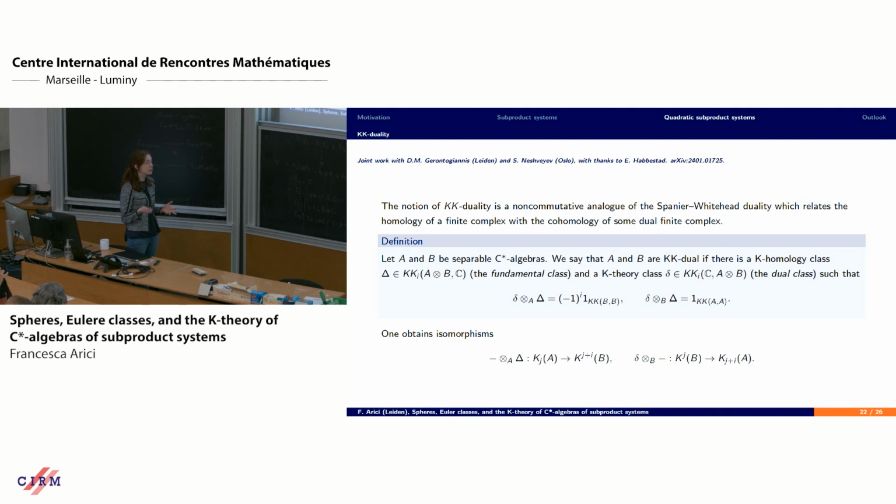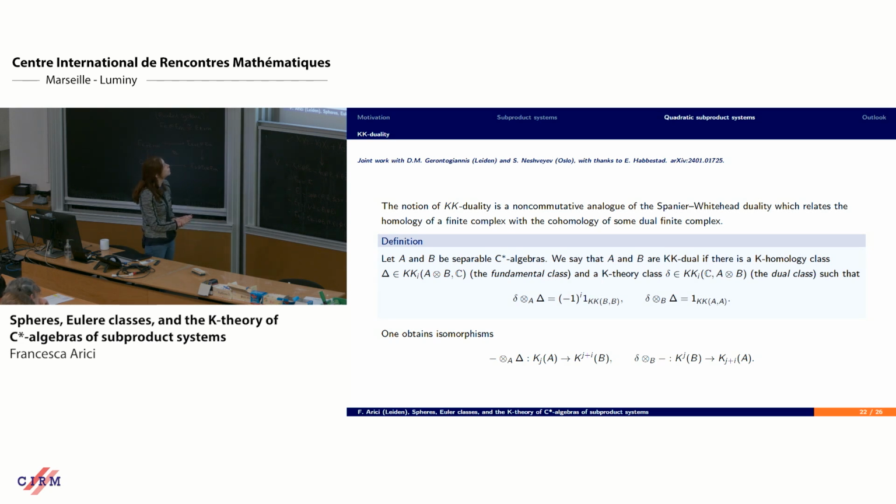So then, I don't know exactly how this came about, but Dimitris Gerontogiannis has been a postdoc in Leiden for some time, and he's very interested in Poincaré duality, KK duality. So we started talking about whether there was a way to describe the KK duality that we suspected this algebra satisfied in a quite explicit way.